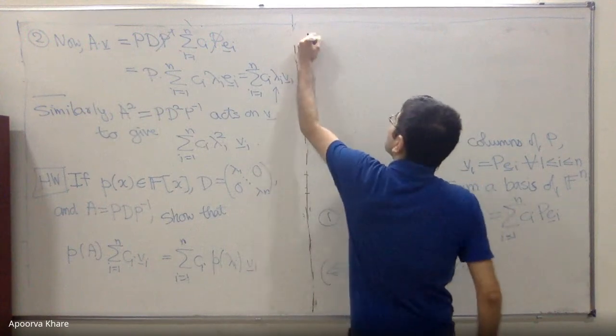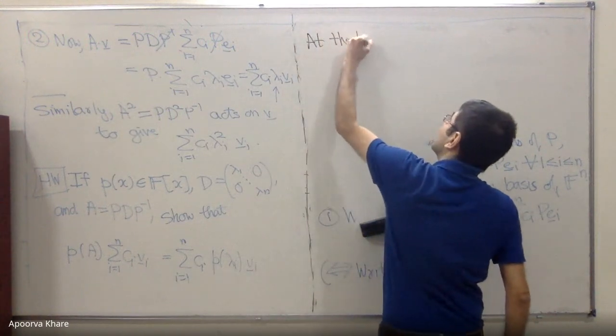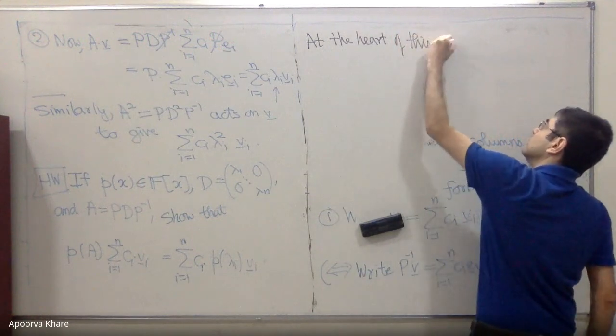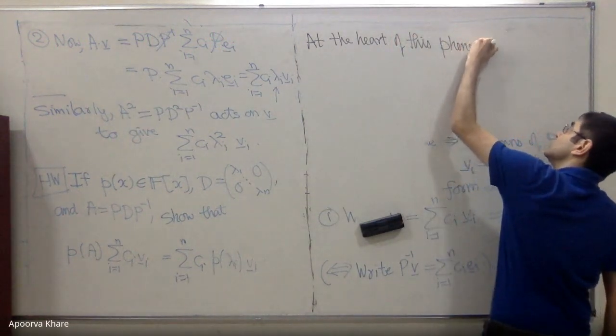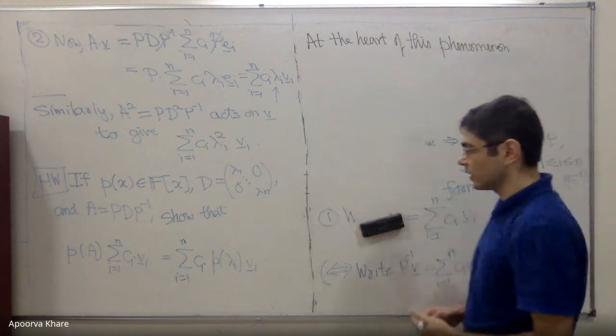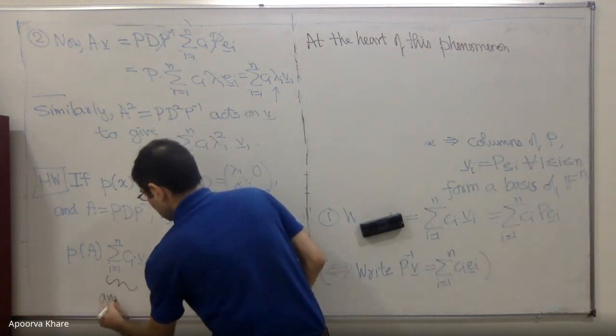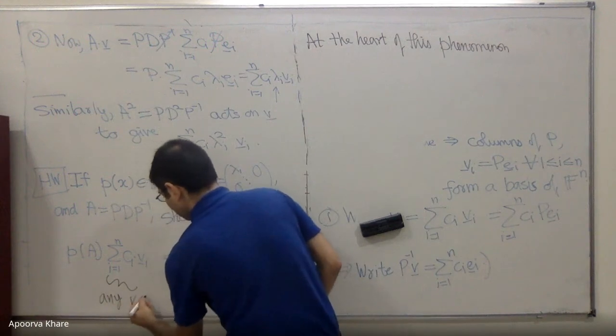At the heart of this phenomenon. So this is a very nice phenomenon, right? It says that take a general vector in F to the n.